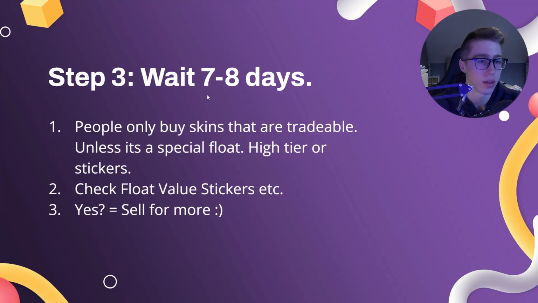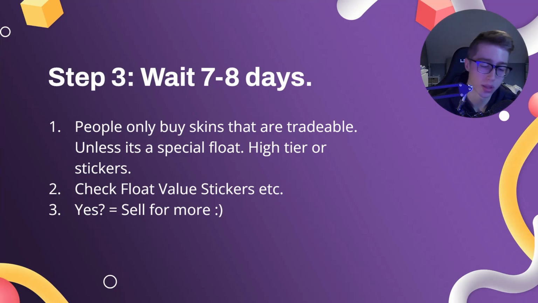When the skins have come to you, you've created the targets, they have been filled, then you need to wait until skins are tradable. Why? Because I already told you, people only buy skins that are tradable, unless it's a special float, high tier, or stickers. So, does it have a special float? No. Is it high tier, like a few $100s? No. Does it have very expensive stickers? No. Okay, then you're just going to wait 7 to 8 days until it becomes tradable, and then you're going to sell it. If it does have, you're going to sell it earlier.